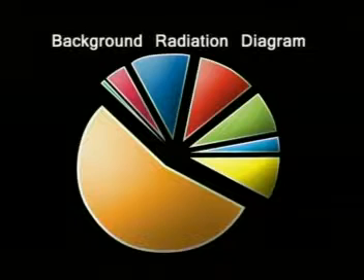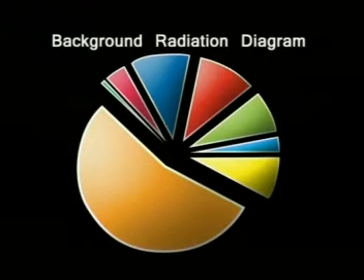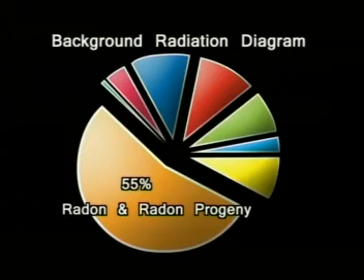Annually, the equivalent doses are of the order of 3 millisieverts per year for the general population. I have a sketch that shows how the background radiation is contributed. 55% is due to radon and its progeny. Radon is a gas and it emanates from the surface of the earth and also from building materials.